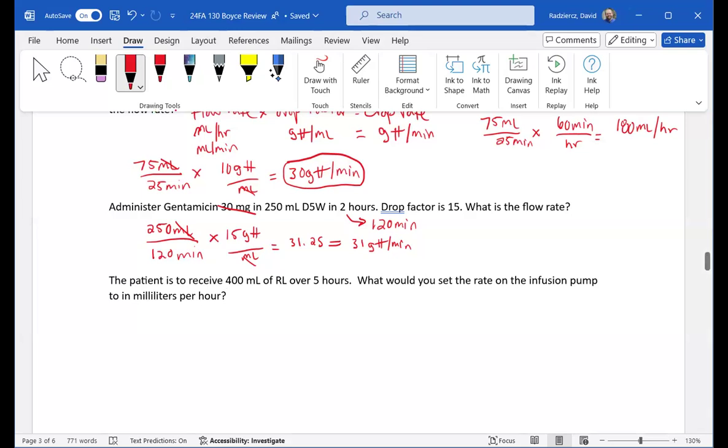Believe it or not, this is actually a commonly missed question because you're looking for more to do. But all you're going to do is take the volume over the time and then reduce it. So 400 divided by 5, and you're going to get 80 milliliters per hour.